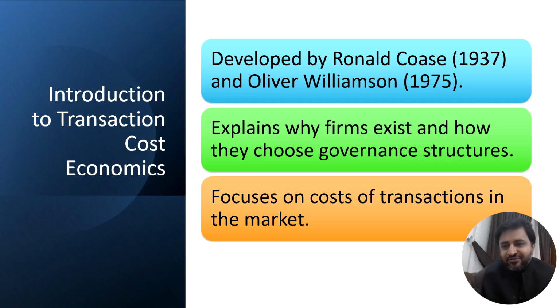So the concept of transaction cost economics was given by Ronald Coase in 1937, and later on it was upgraded by Oliver Williamson in 1975. It explains why firms exist and how they choose corporate governance structures. It focuses on the cost of transactions in the market.